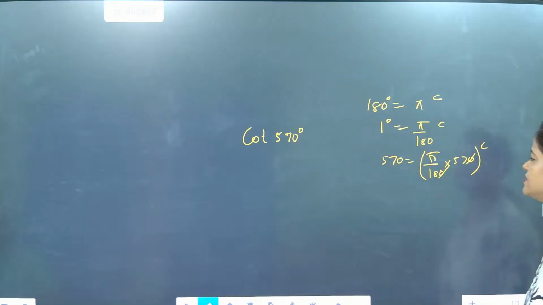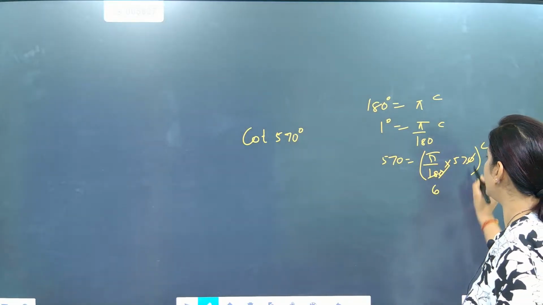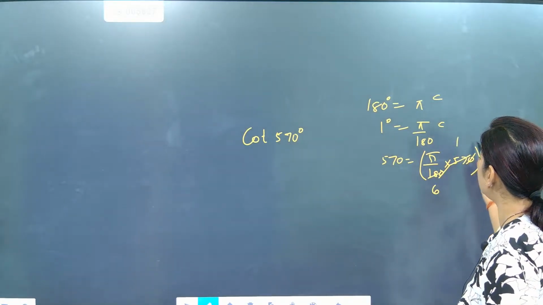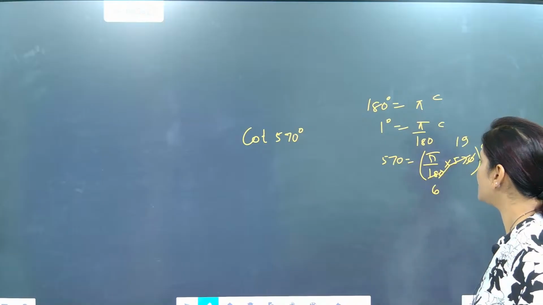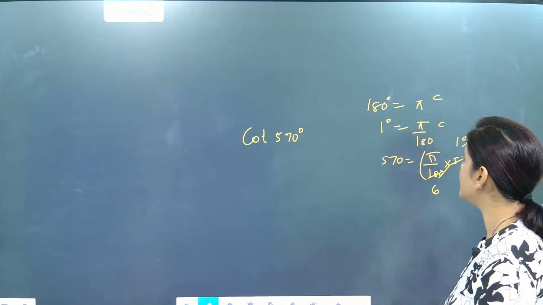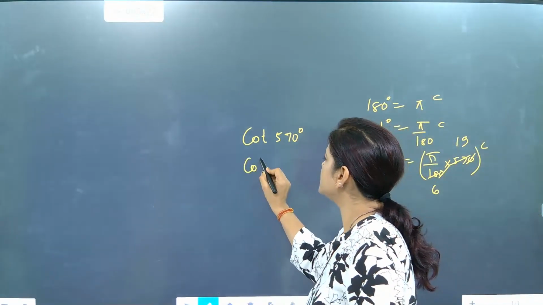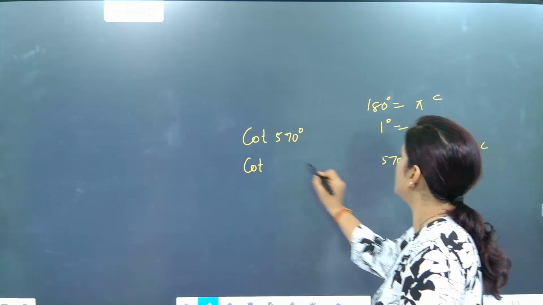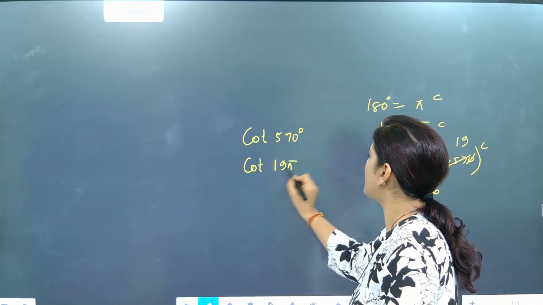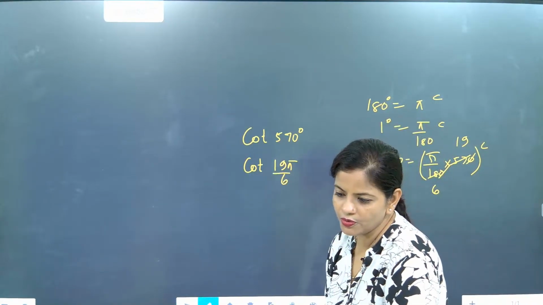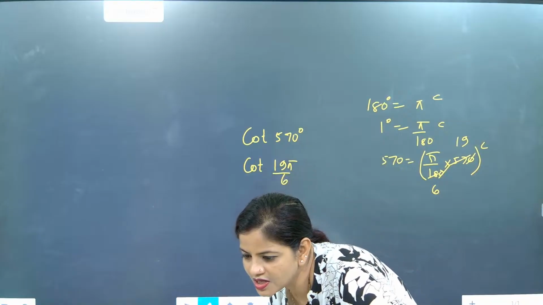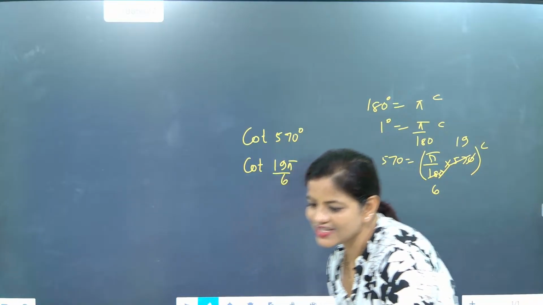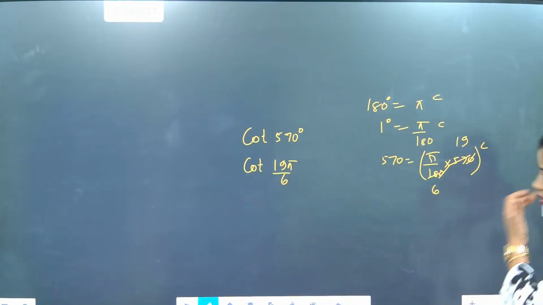0 0 cancel. 3 6 are 18. 3 1s are 3. 3 9s are 27. So beta, we are getting, rather than writing this, we will write cot of 19 pi by 6. Now beta, I hope you people are now boss. Super, Siddharth. Yes, that's absolutely correct, Siddharth. Now go for it, beta.